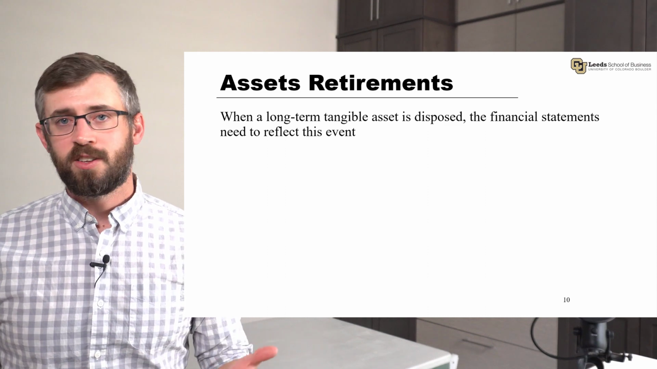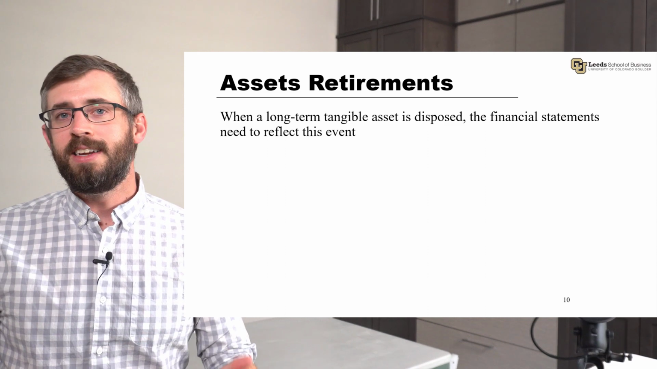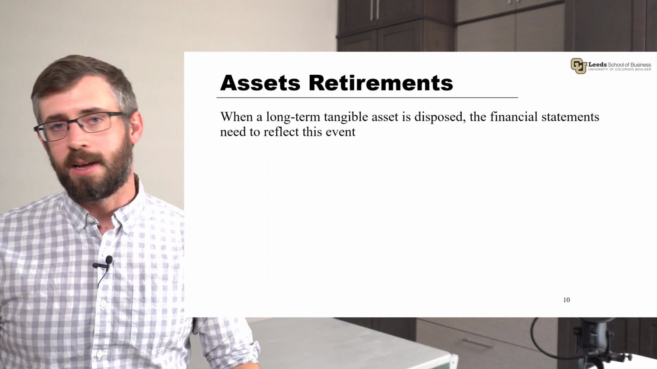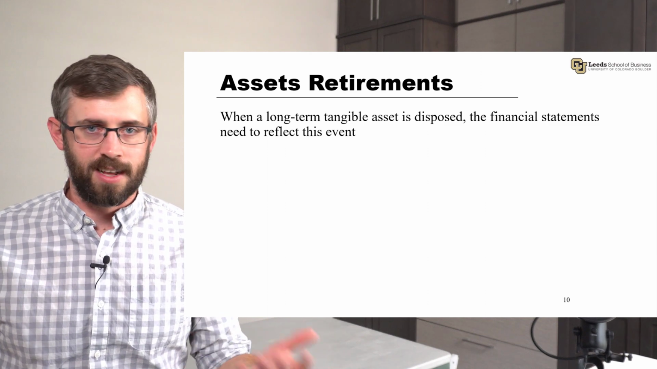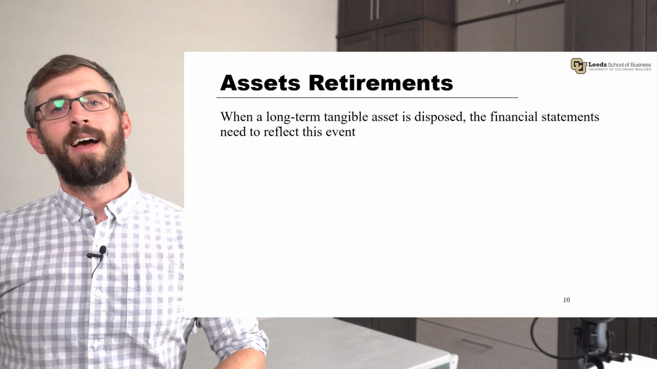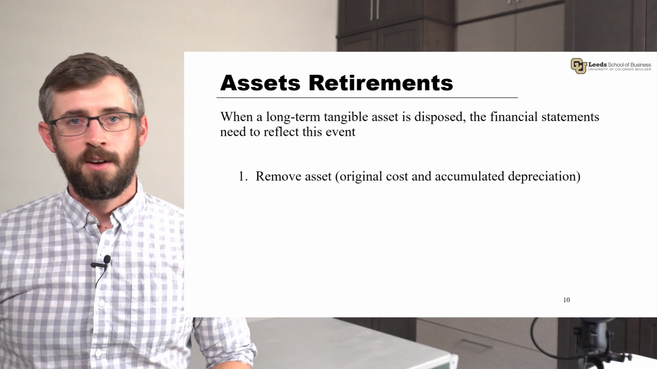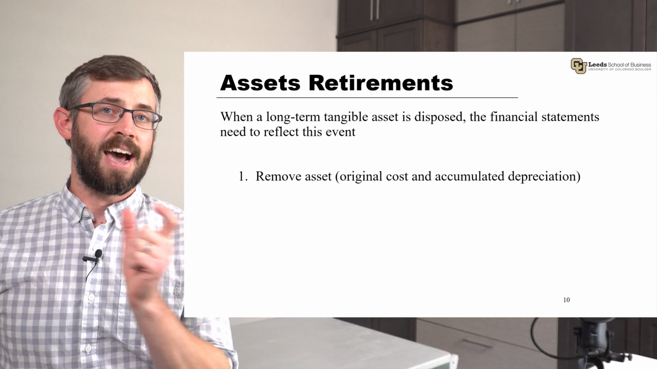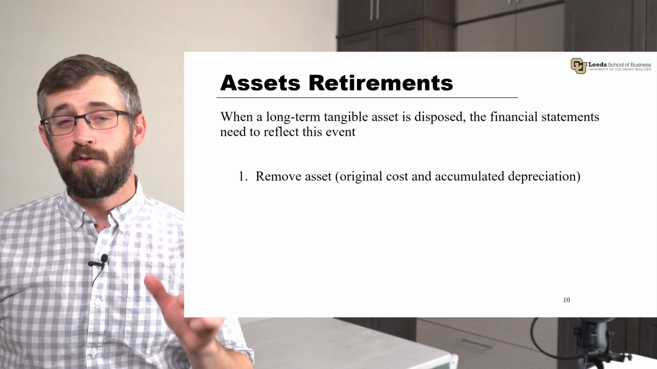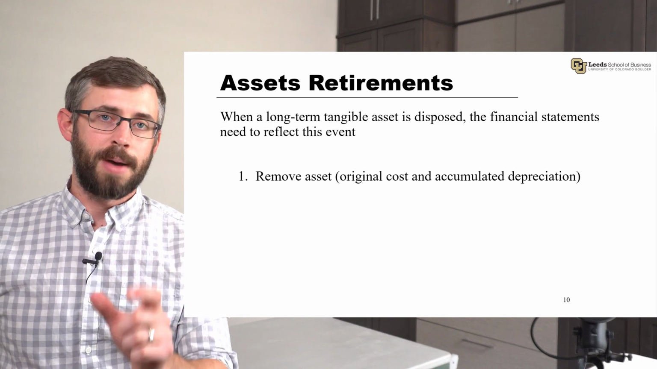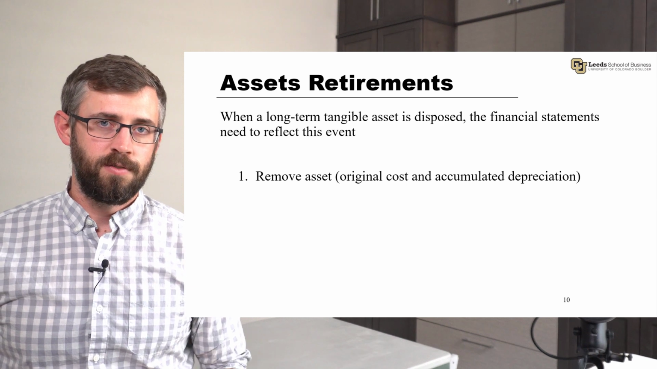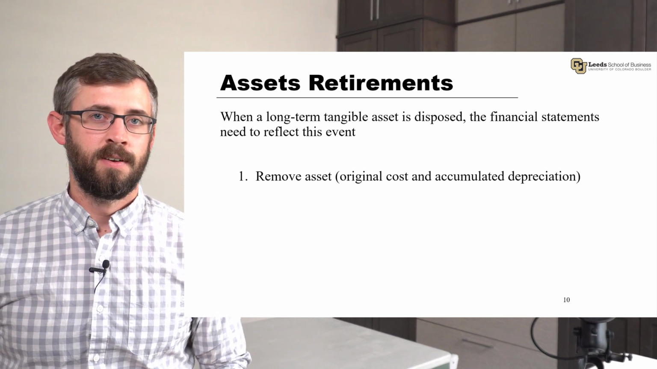So when we dispose of a long-term asset, we need to reflect this on our financial statements, kind of obviously, right? That's not really a surprise. And so our basic journal entry is going to have 3 parts when we sell an asset. First, we're going to remove the asset from our balance sheet, and we're going to remove both the asset at cost, and we're going to remove its accumulated depreciation.